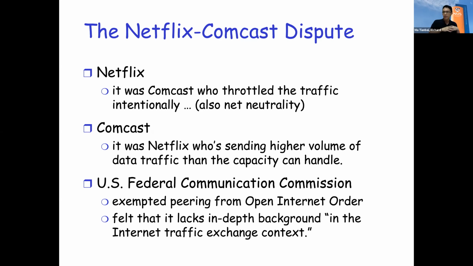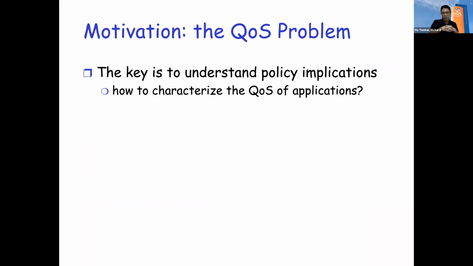Okay, so actually this inspired my earlier research, including this research, because in order to understand these kinds of peering disputes and eventually resolve them, the key is to really understand the policy implications of the strategic behaviors of these ISPs and content providers, and eventually how they're going to affect the performance, or sometimes we call the quality of service, of the applications. All right. So the key question is, how can we first characterize the quality of service of internet applications? Okay. Although it took quite a long time for me to figure it out, here's some kind of initial result I want to share with you.